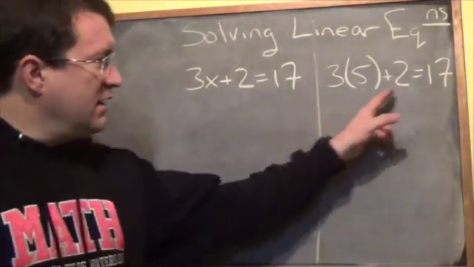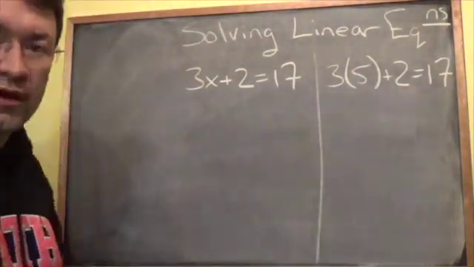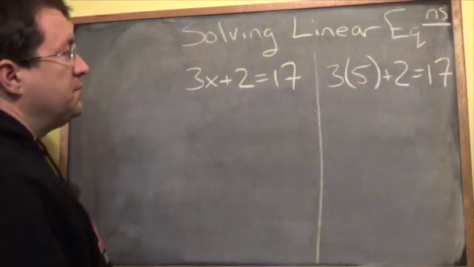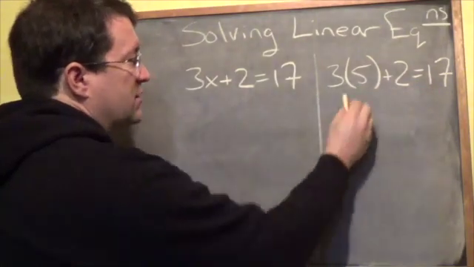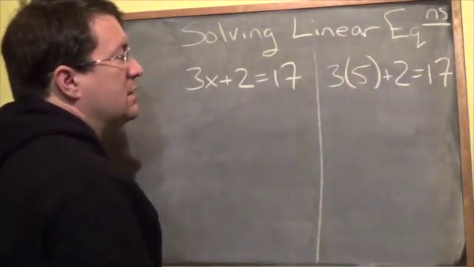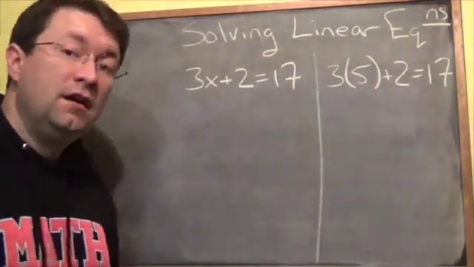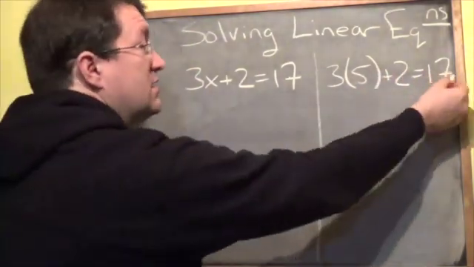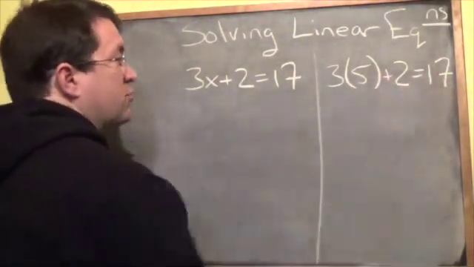And what I want to do is take a quick look at what happens over here and compare it to what goes on over here. Okay. Now, over here, you think about order of operations. 3 times 5, okay, is equal to 15. Plus 2 creates 17. Okay, so the left side here is equal to the right hand side.